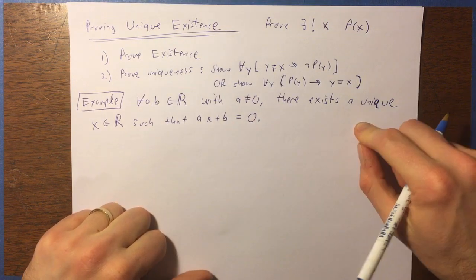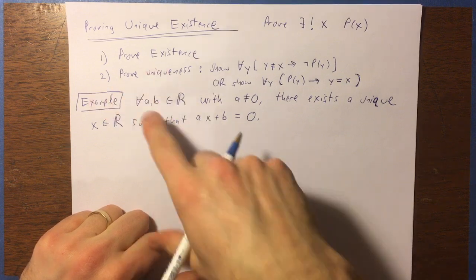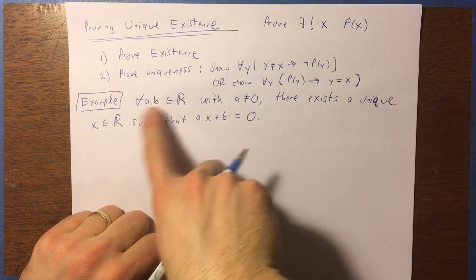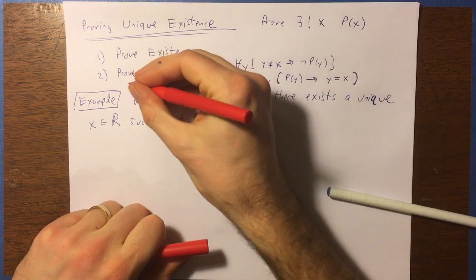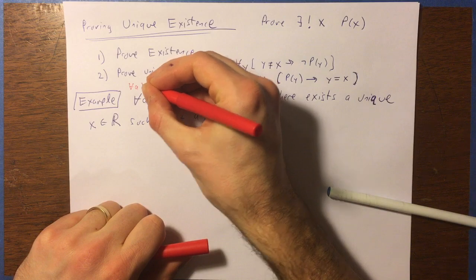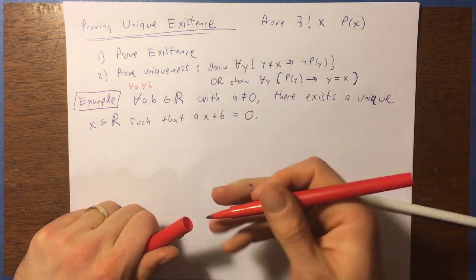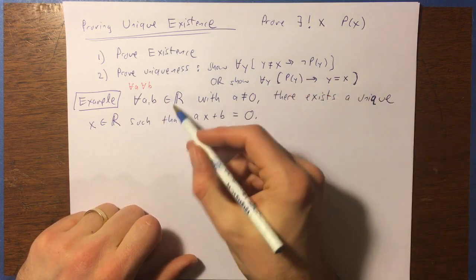Let's do an example. The example is, for all real numbers, given any two real numbers a and b. By the way, sometimes you'll see for all a comma b. This is equivalent to writing for all a, for all b. You can list as many of them as you want: for all a, b, c, d, elements of the real numbers.